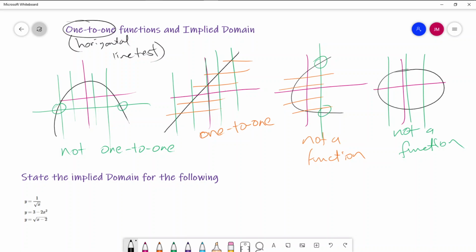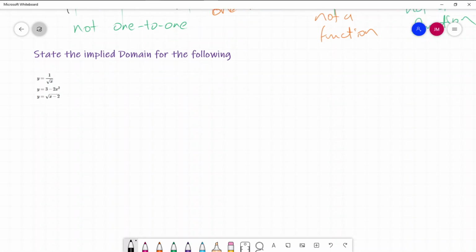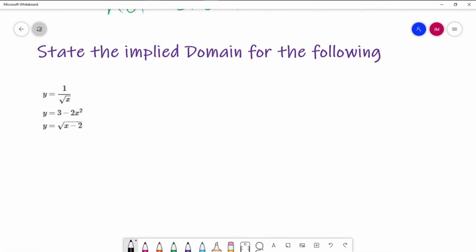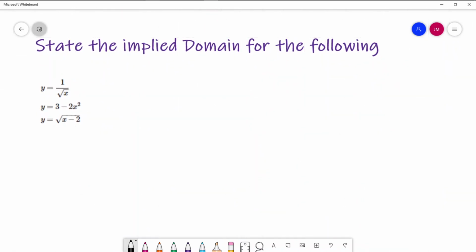So that's our one-to-one. The second thing you're going to see in this chapter is implied domains. Now we've talked about what the domain is when we're giving functions with a restricted domain, asking you to sketch, or giving you a sketch and asking you to find the equation or state the domain and the range. If there's nothing stated, take these three examples here. If you're asked to state the implied domain, it's asking for what values of the reals will work inside this equation.